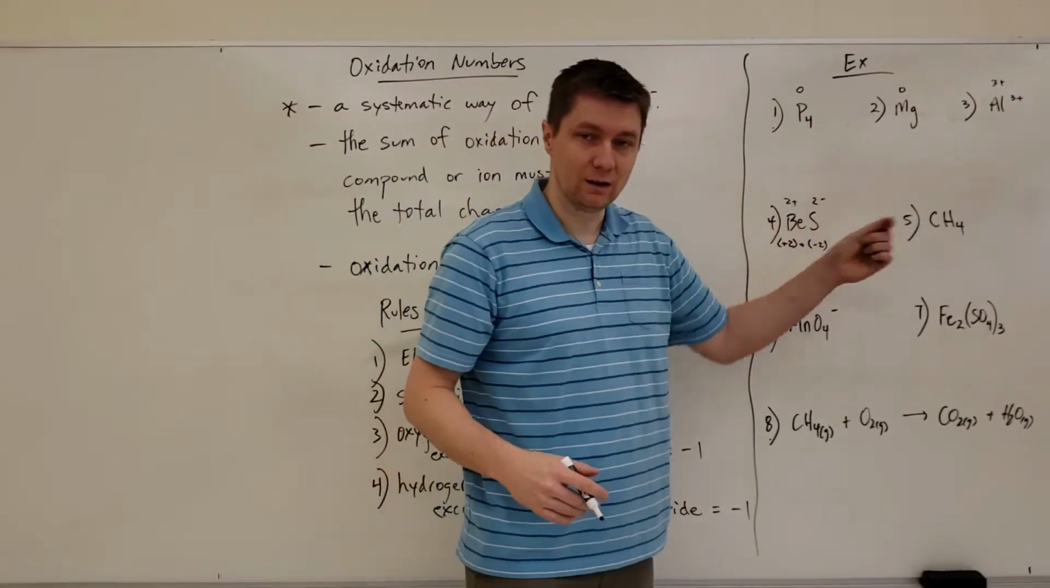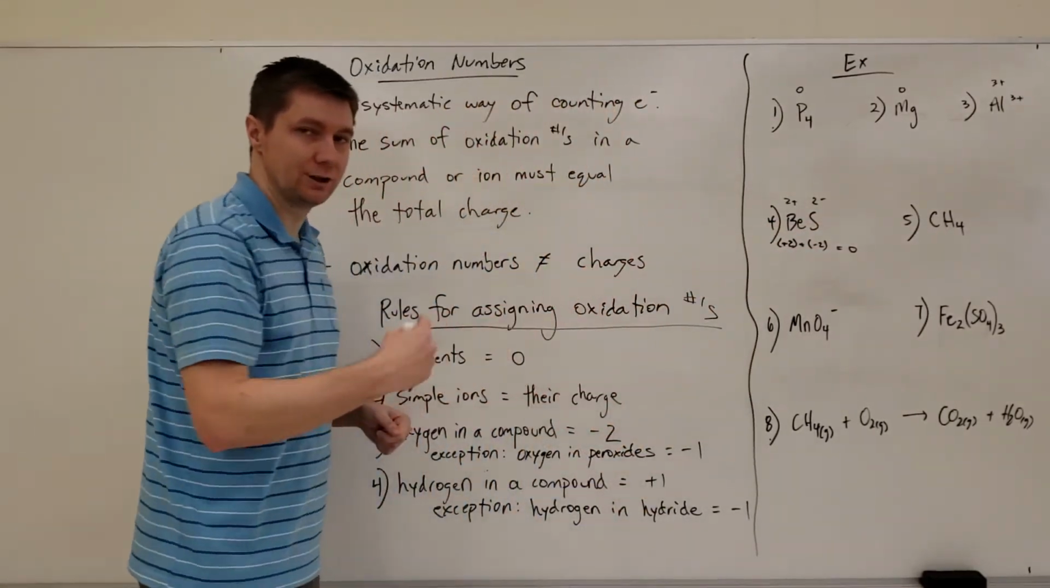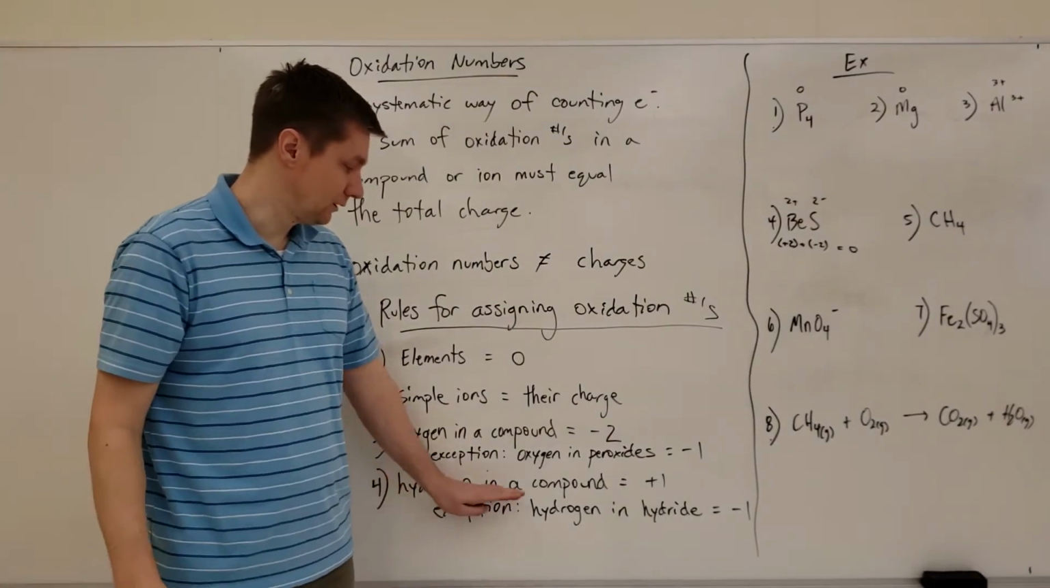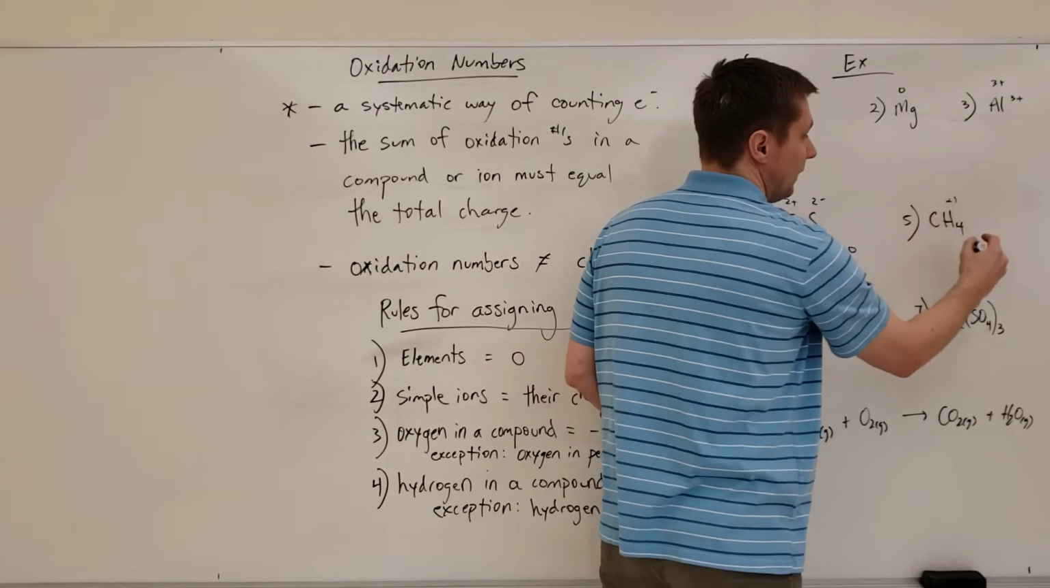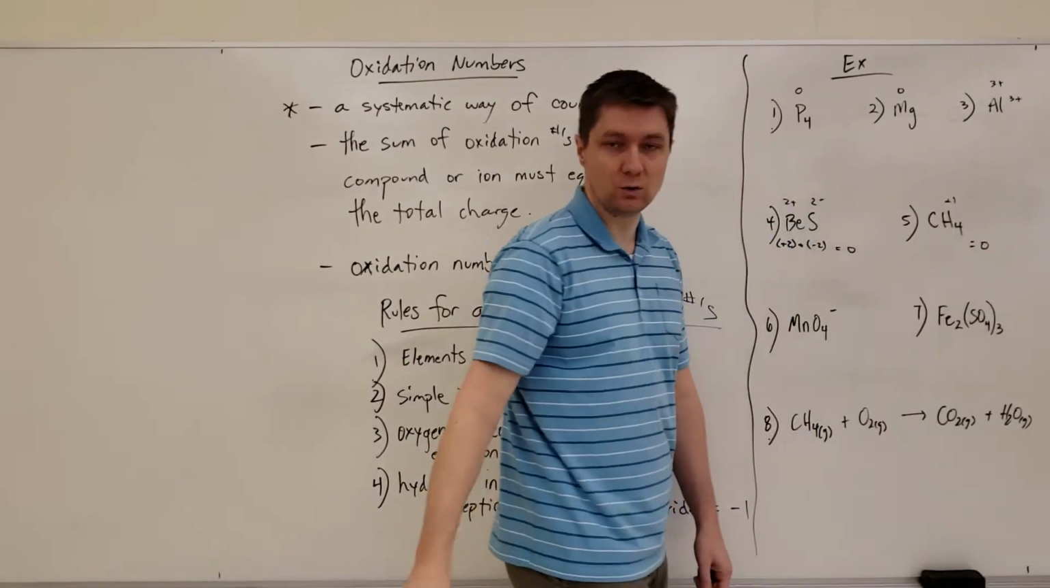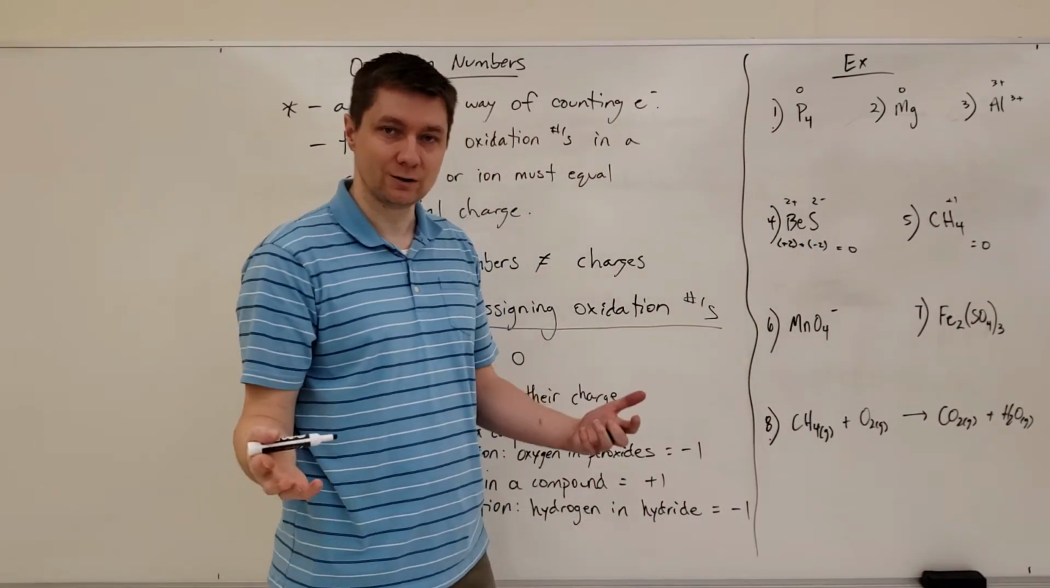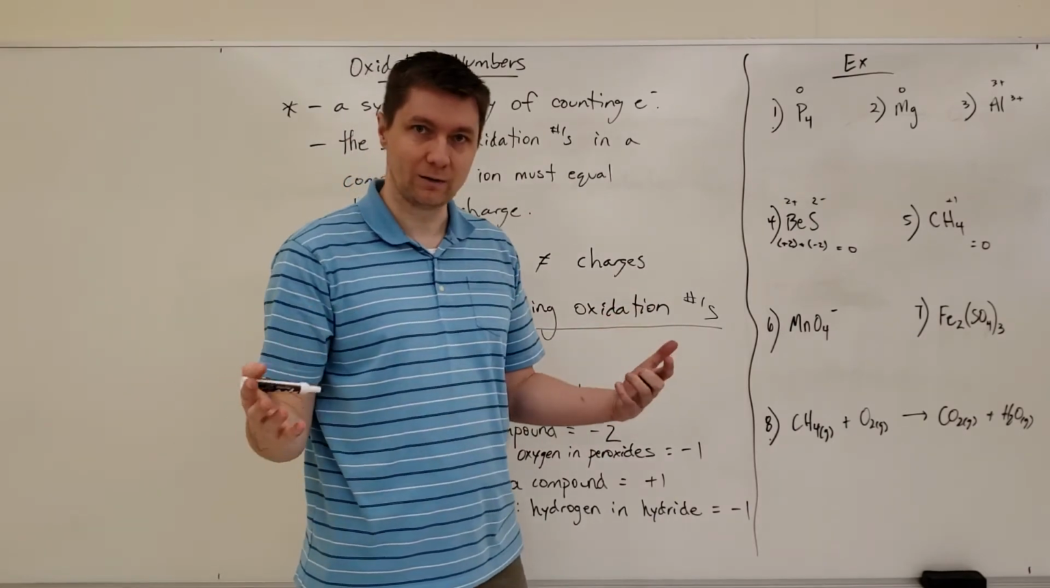For methane here, I've got hydrogen in a compound, so that's going to give me rule number 4 here, where hydrogen has to be a +1. I know that this whole compound has to equal 0 because it's a compound that has no charge.